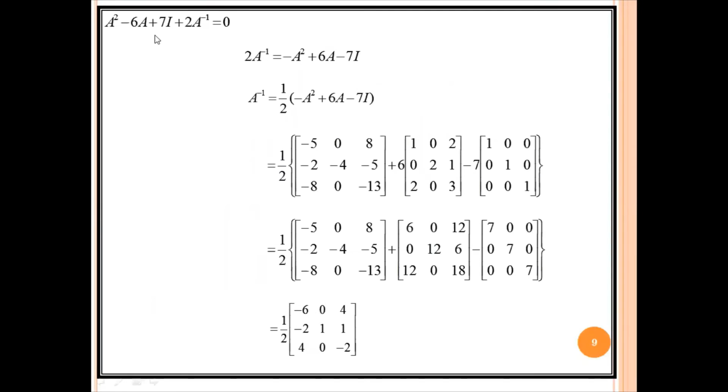So the characteristic equation from the Cayley-Hamilton theorem statement, we get this equation, right? Now after that, 2A inverse is equal to the remaining terms: minus A square plus 6A minus 7i, right? Then A inverse can be written as half into this one. Then substitute, though we know A square, we know 6A, we know 7A. Then simplify that, we'll get the A inverse matrix.